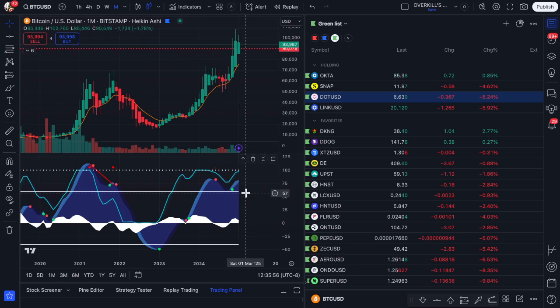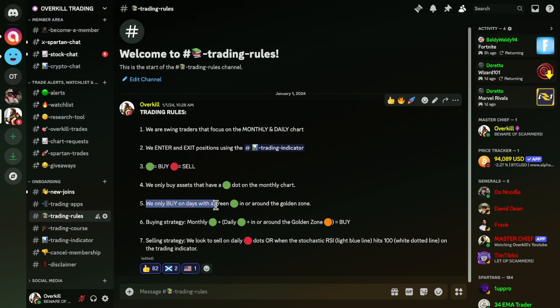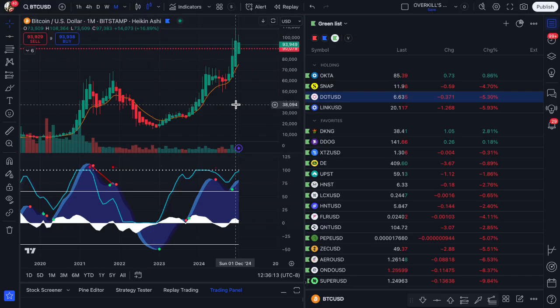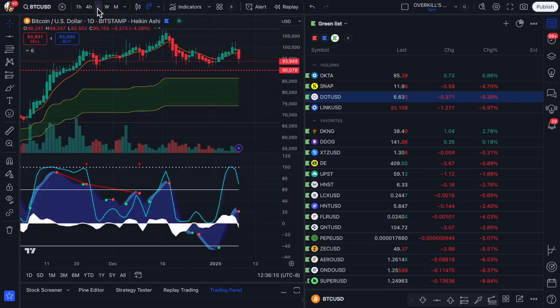Okay, the only way we know that we are trending up in the right direction is to look at the dots. And if the dot is green, we are actively looking to buy it. Okay, so that is rule number 4. Rule number 5 is we only buy on days with a green dot in or around the golden zone. Okay, and that's where we have to zoom into the daily chart.